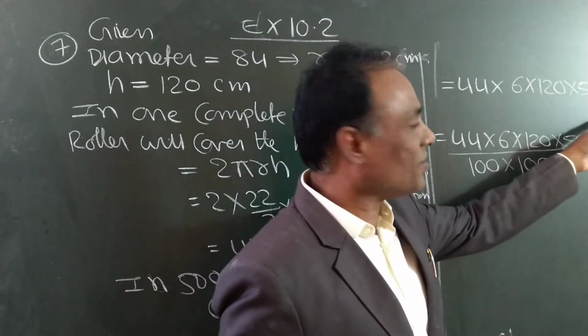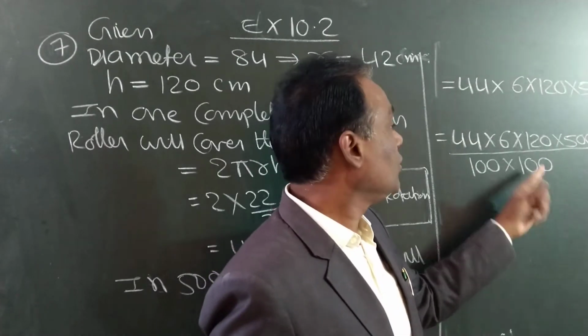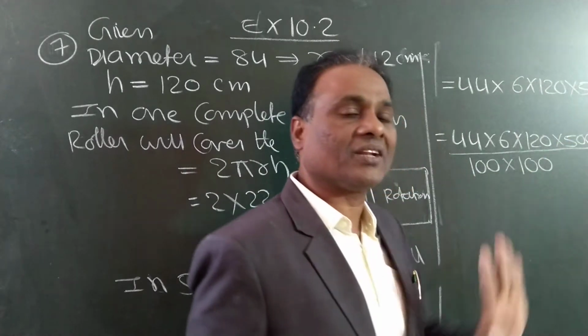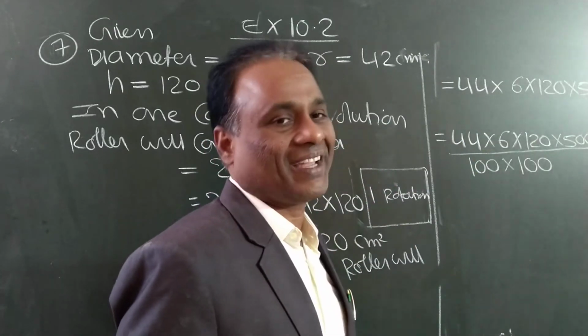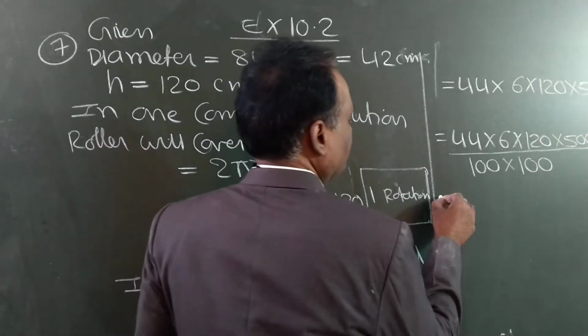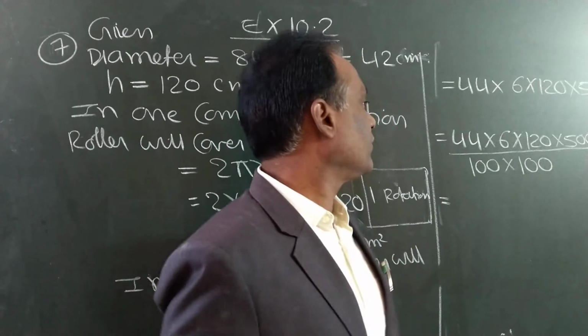This answer is in centimeter square. I am dividing by 100 and by 100, that means 10,000, so that this will be converted into meter square. This is our answer, but you simplify it. The zeros cancel.